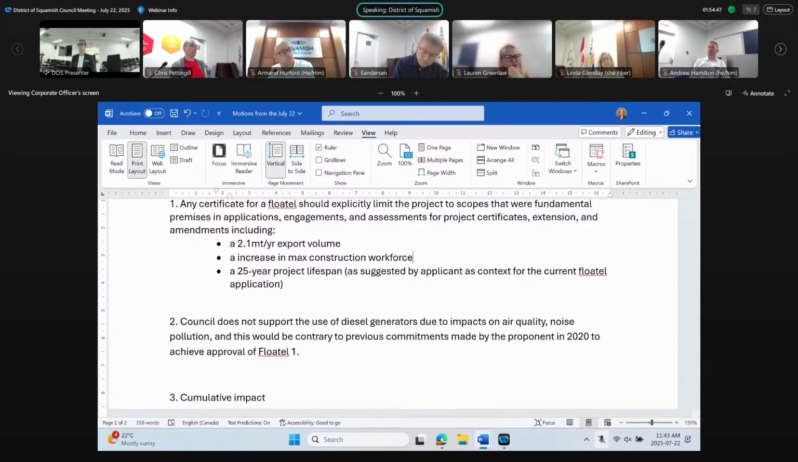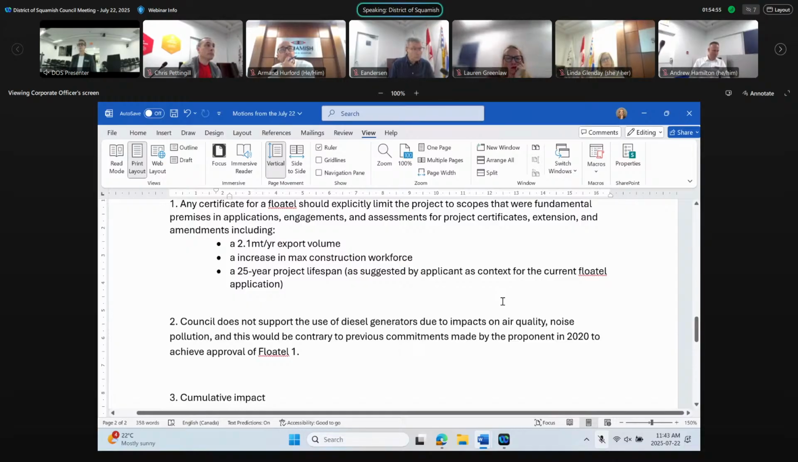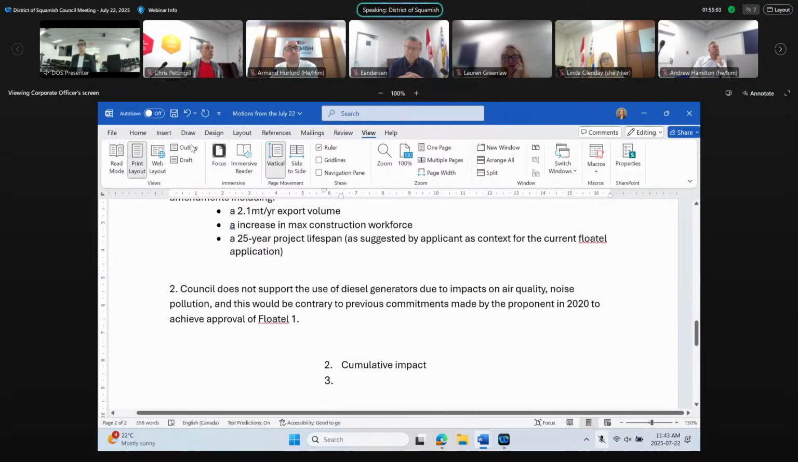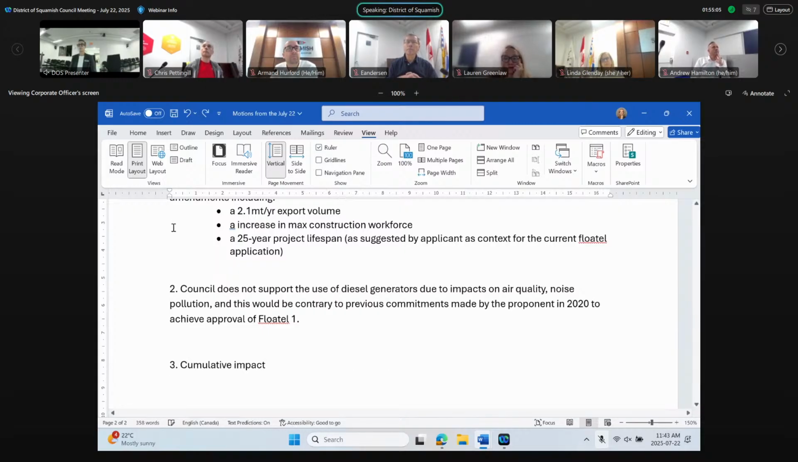Okay, Councillor Stoner. So I did send some proposed different bullet points to Melissa, that we would break this out into 3 different bullet points. So one would be that we request confirmation that the project is indeed capped and limited at 2.1 metric tons export volume, even with this proposed amendment.